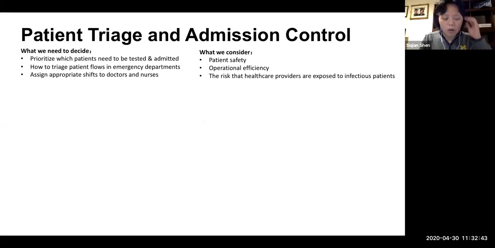So if you think about the whole healthcare system, the first part starts when people come and say, I need to check in. At that moment, you have different types of patients, and their conditions are very different. So how can you do the triage and admission control a little bit better? What we need to decide here is to prioritize these patients to be tested and admitted, triage them into different departments, and assign appropriate shifts to doctors and nurses. When we make these decisions, we hope they can be integrated into our objective: patient safety, operational efficiency, and the risk that healthcare providers are exposed to infectious patients.